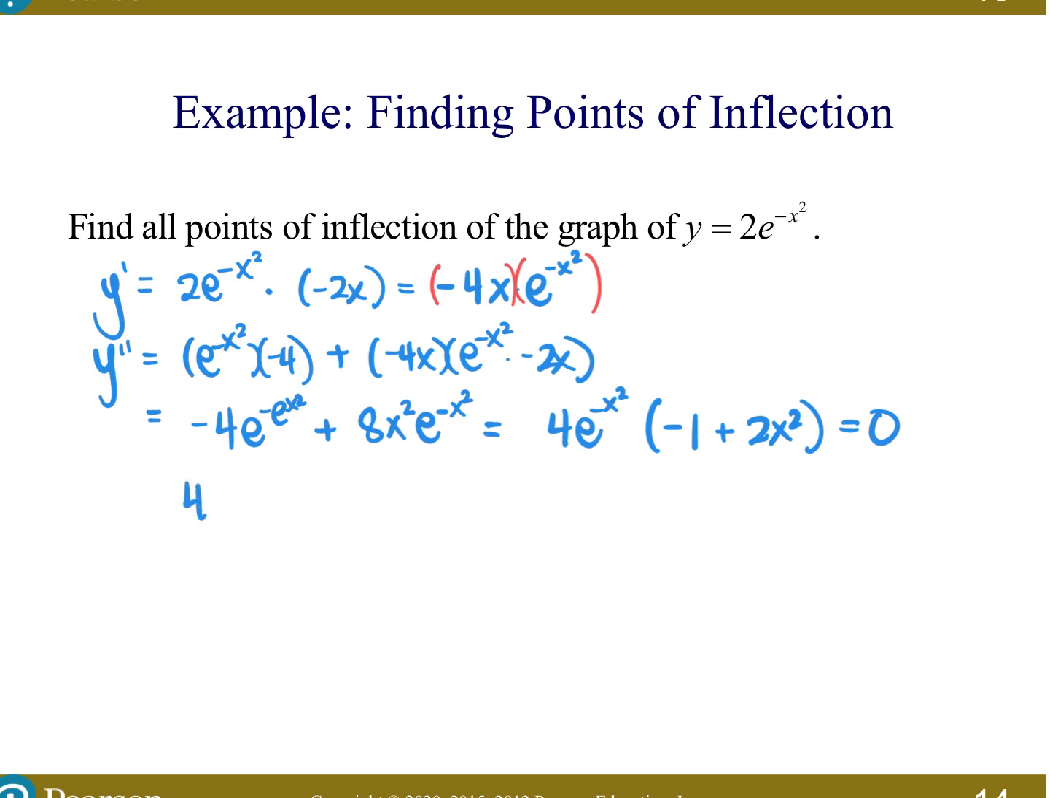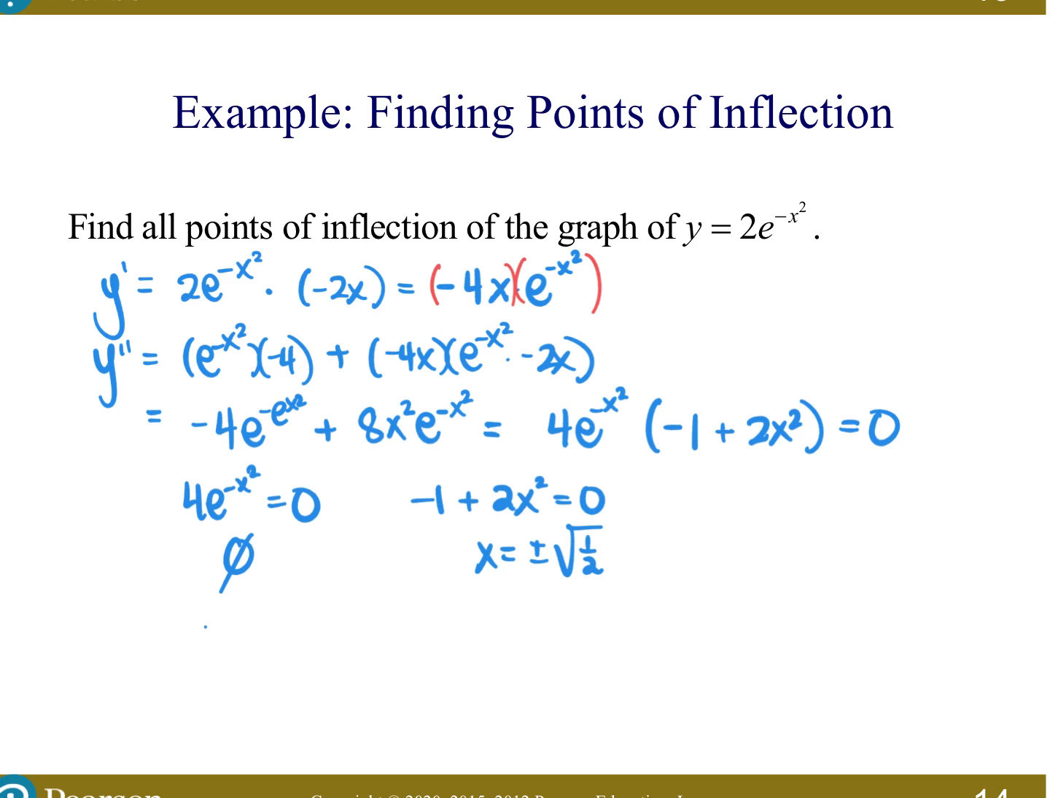Solving will give me 4e to the negative x squared being set equal to 0. And since exponentials never touch the x-axis, that doesn't produce any additional solutions. And then negative 1 plus 2x squared equals 0. That leads me to x being plus or minus the square root of a half. So those are my potential points of inflection. To prove that, I would need to check the second derivative.